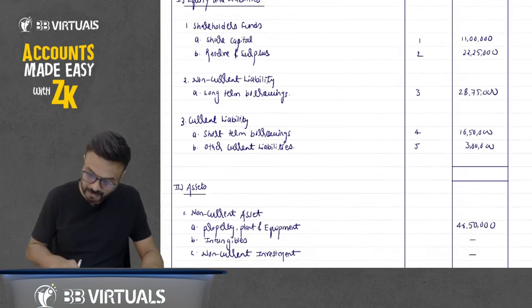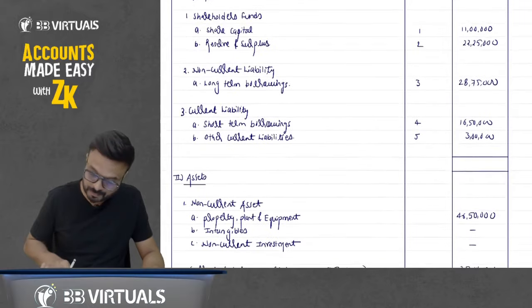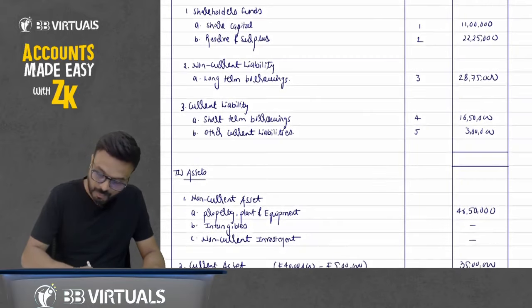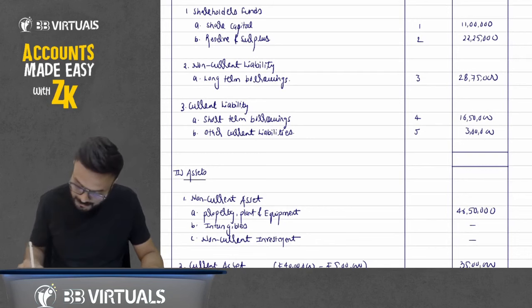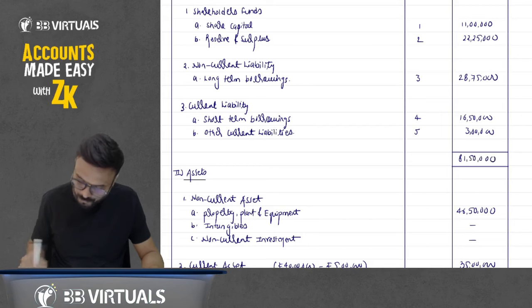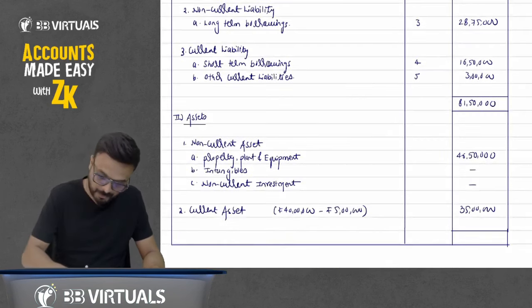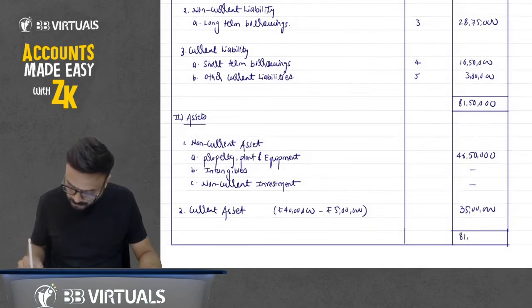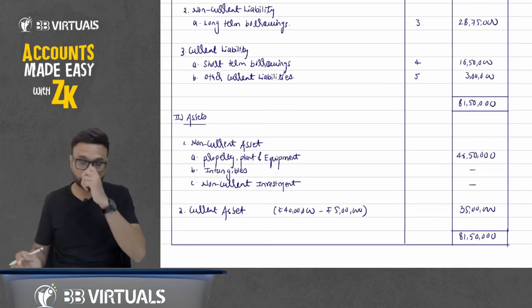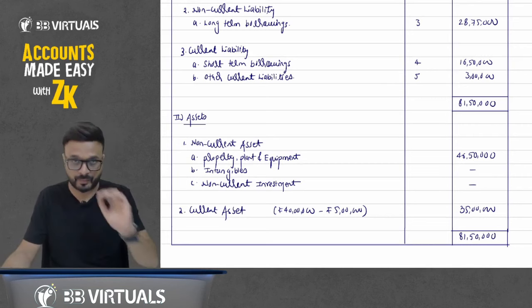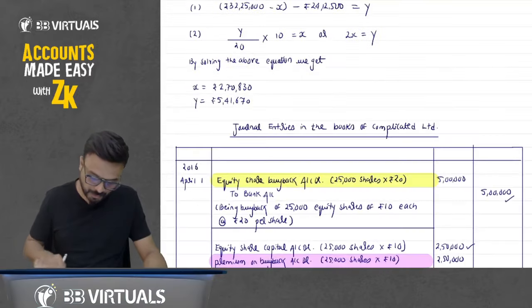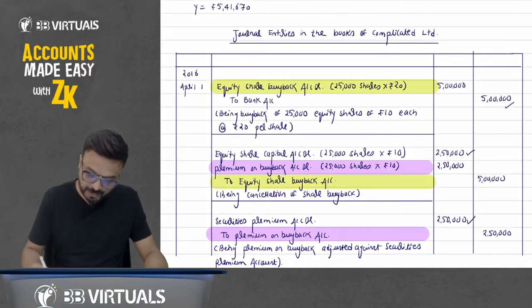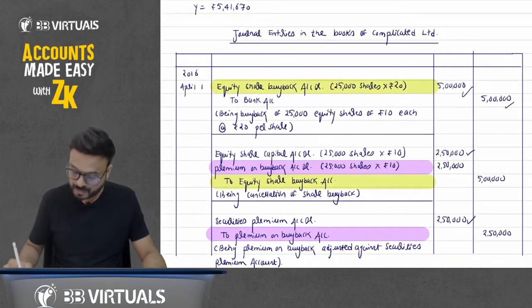Now if you do the total of the balance sheet, 22 lakh 25 thousand, 28 lakh 75 thousand, 16 lakh 50 thousand, and 3 lakh. How much is it? 81 lakh 50 thousand. 46 lakh 50 plus 35 lakh, it is 81 lakh 50 thousand. Okay, done. Now in the general entry that you have passed, you have debited the equity share buyback account and credited cancelled. The premium on buyback you have debited by 2,50,000 and credited cancelled.